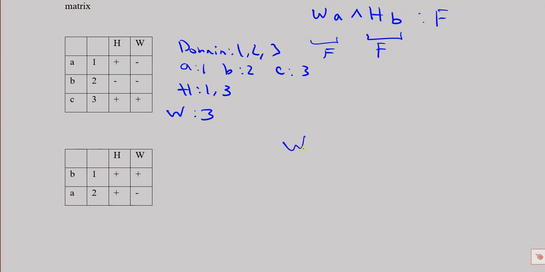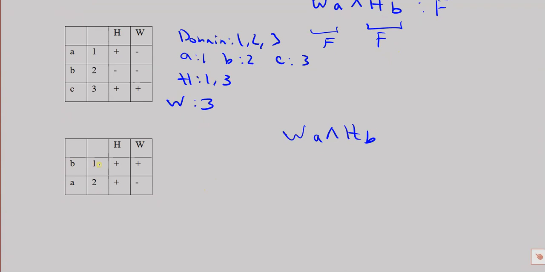Now we can do the same thing with this interpretation here. So this time the domain involves only 2 objects, and B is the name of object 1, A is the name of object 2. Okay, so since A is the name of object 2, the question is whether object 2 is in the extension of W. Notice that it is not. So again, this is going to be false. How about this one? Is object 1 in the extension of H? Yes, it is. So this is going to be true, but the whole thing is going to be false.